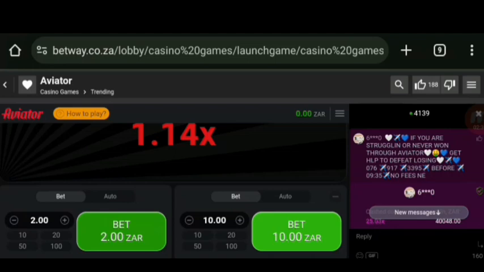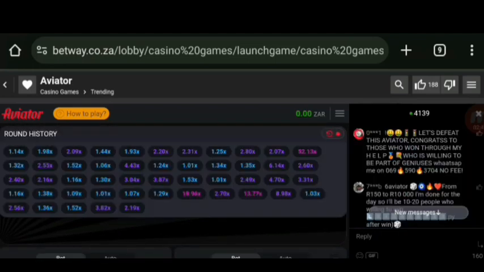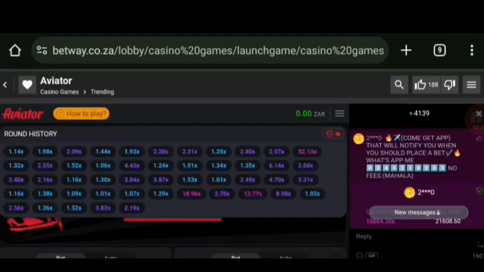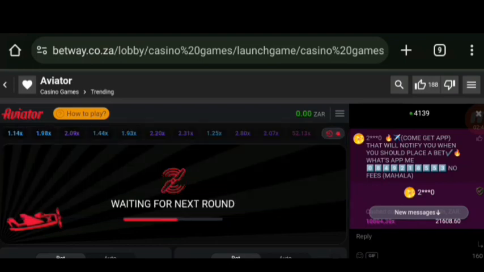Because with the martingale strategy, you might come up and see how many blues. Just look at these blues. 1, 2, 3, 4, 5, 6. 6 blues in a row.